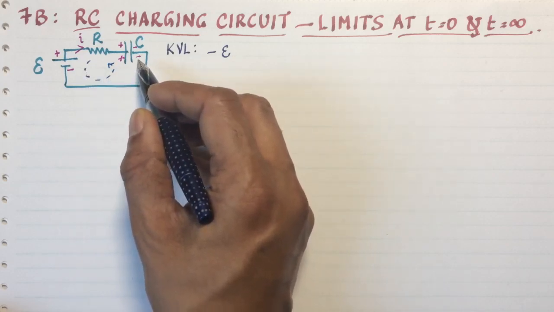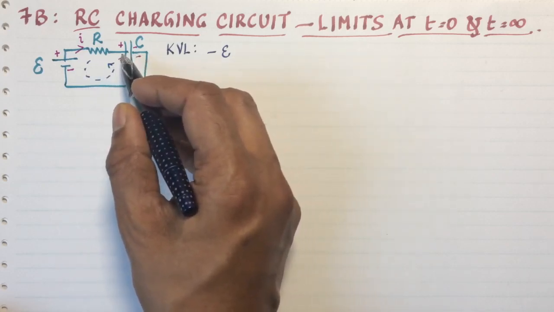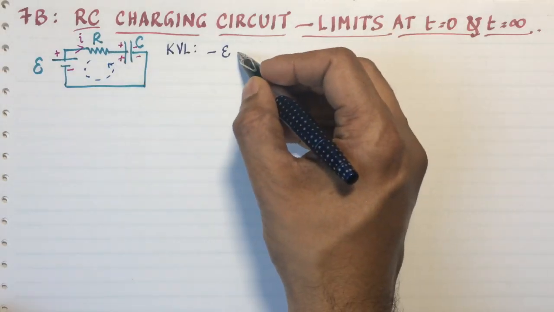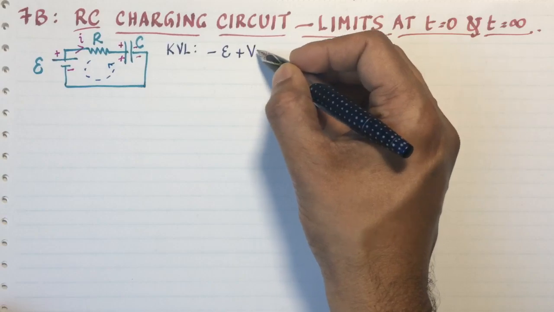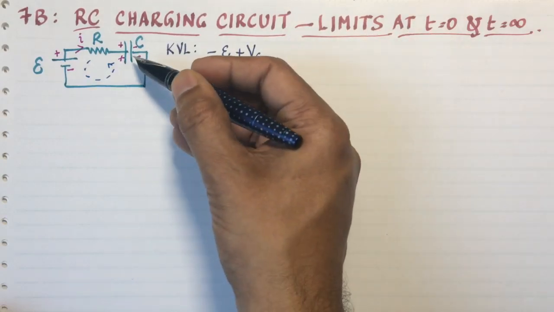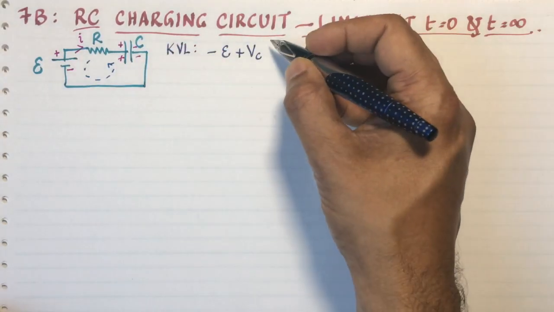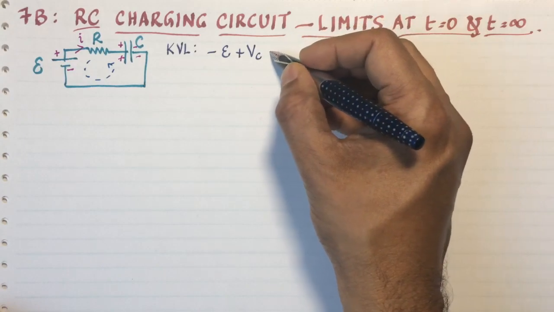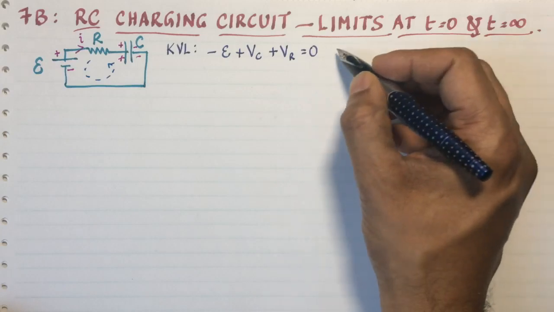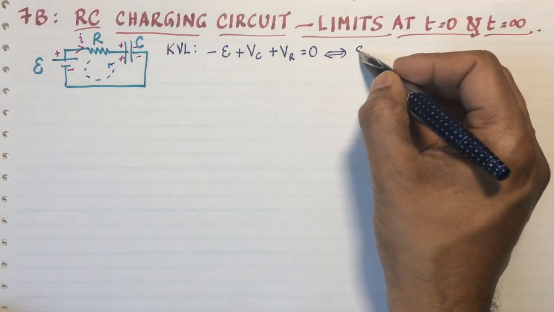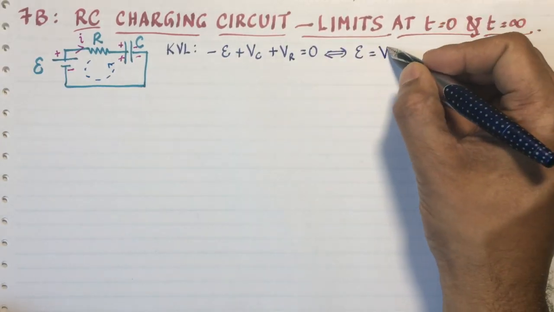And then I have a gain in potential because I'm going from the negative to the positive side of the capacitor. So that's going to be plus Vc. And then I'm also going to be going against the resistor, which means I'm climbing the potential hill. So plus Vr equals 0. Or in other words, it tells us that the total EMF equals Vc plus Vr.